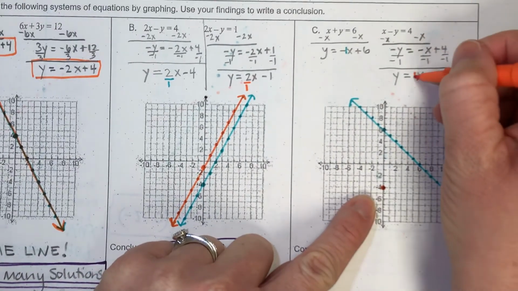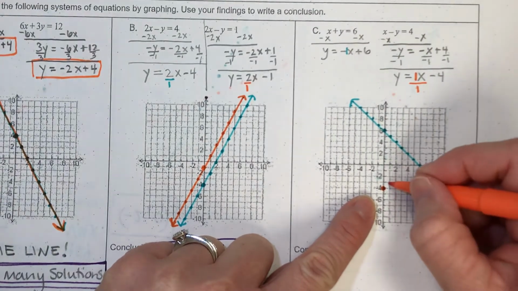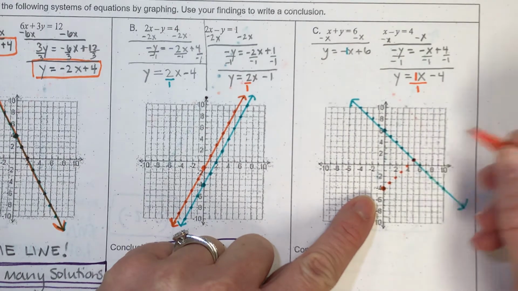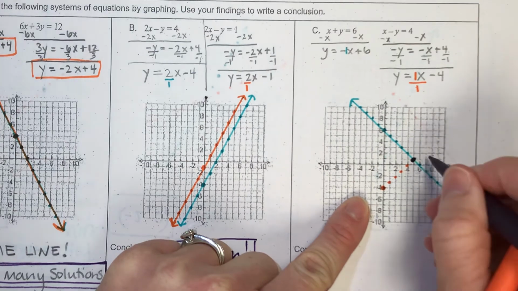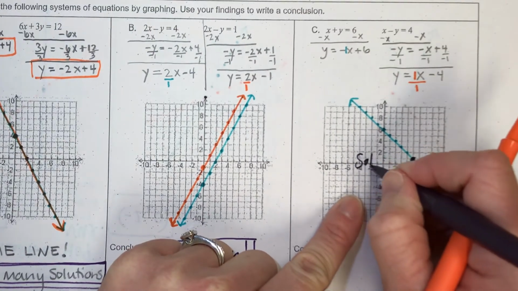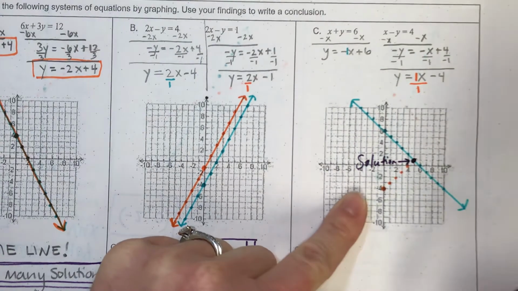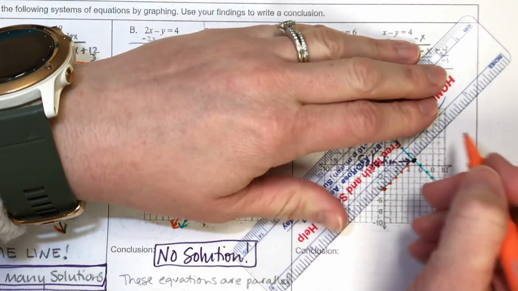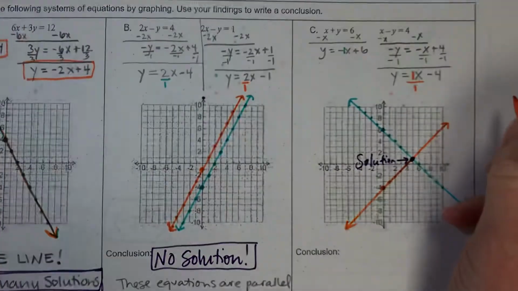And now my slope is positive 1. So we're going to go up 1, right 1, up 1, right 1. And I'm going to see where that point is. Here it is, where we connect right there. I have found that solution point. I'm going to write that here. Solution. And now I'm going to connect these orange dots with my orange line.